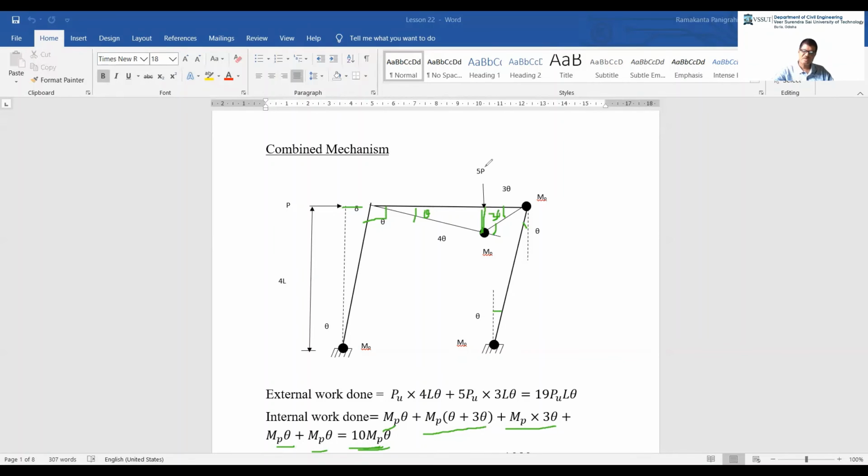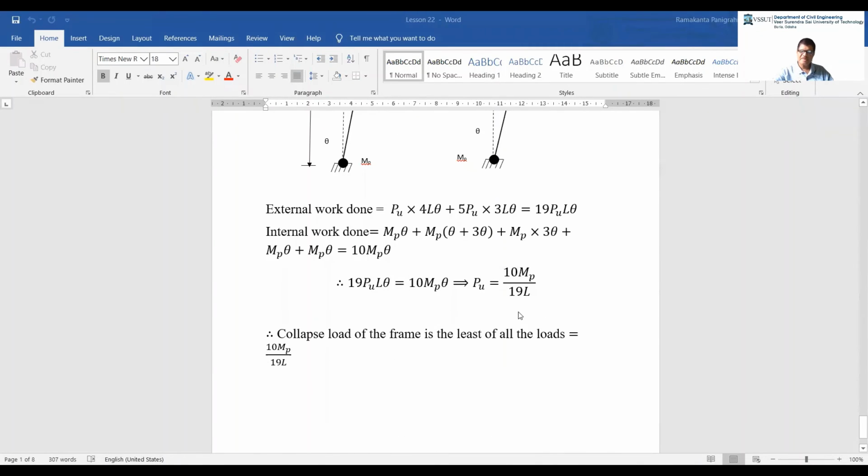External work done: 5 Pu multiplied by delta. Delta is equal to 3L theta, so that is 5 Pu into 3L. Now this P into delta 1. This delta 1 is equal to 4L theta, so P into 4L, 19 Pu. So what is the value? I have to come to the value. It comes out to be 10 MP by 19.